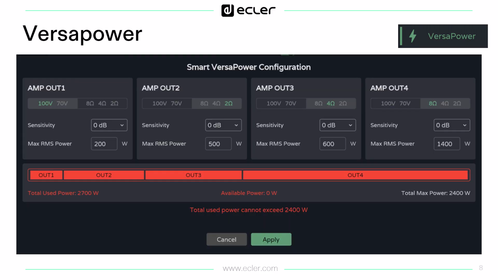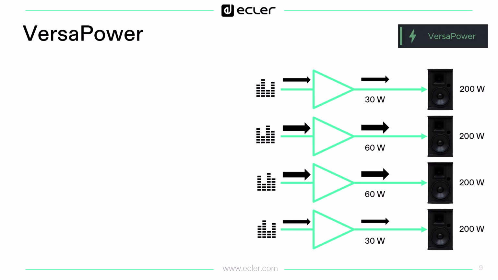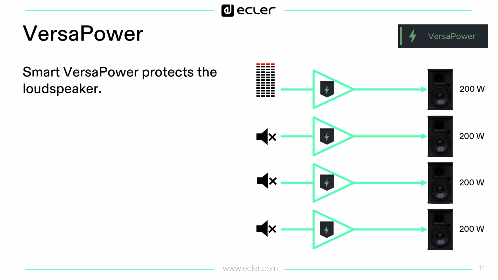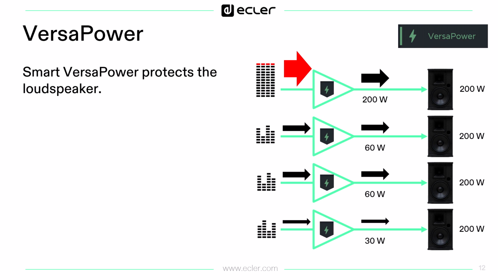If you try to exceed the total amount of available power, 2400 for example, you will not be able to apply it until you are in the range. Let's imagine that Smart VersaPower is not activated in this example where we have 200 watts loudspeakers connected to every channel. Then the amplifier can deliver 2400 watts into one channel under certain circumstances. That is very dangerous for loudspeakers connected to it. Smart VersaPower helps you to work safely and protects the loudspeaker.